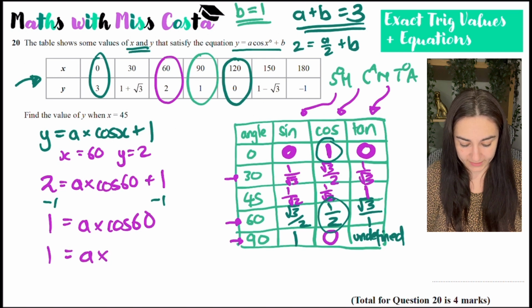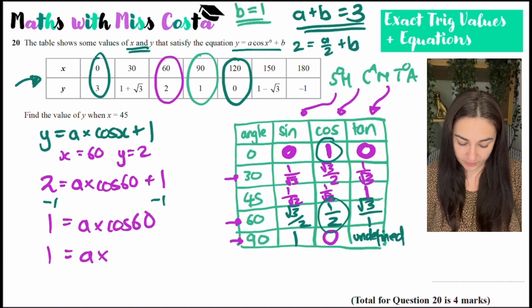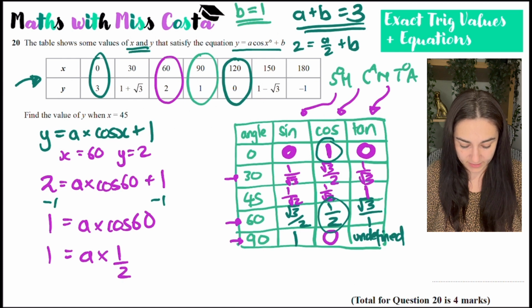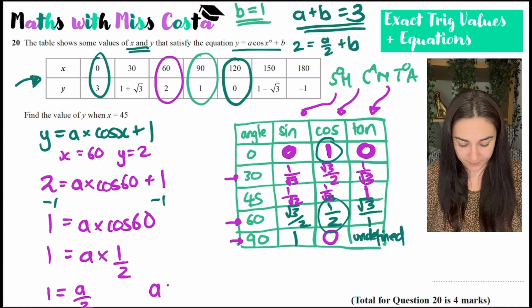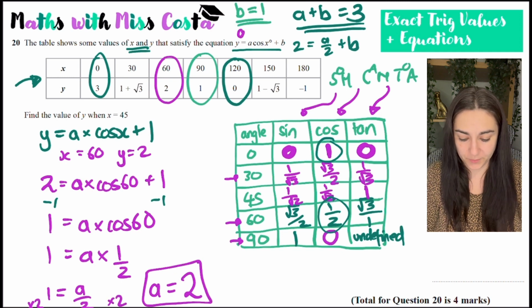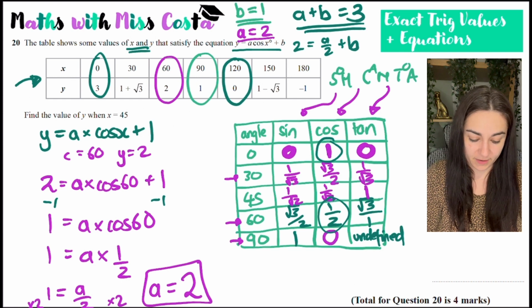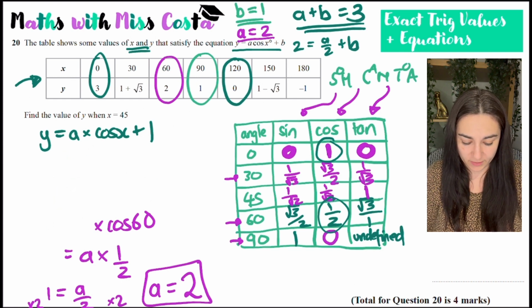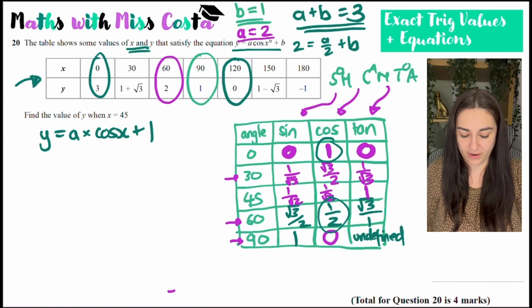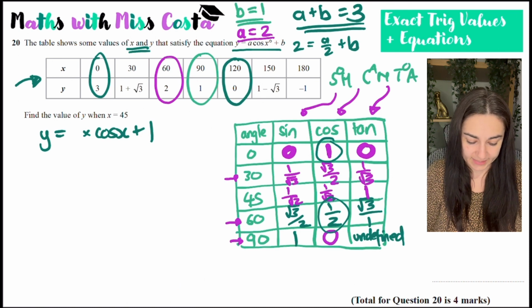What's the value of cos 60? Well, if I look at my grid, I already know that that is a half. So I know that 1 equals a over 2. To figure out what a is, I need to times both sides by 2. So a is 2. I've now figured out what my a variable is and what my b variable is. So I have an equation that will allow me to figure out what anything is. So I'll just put 2 over there.